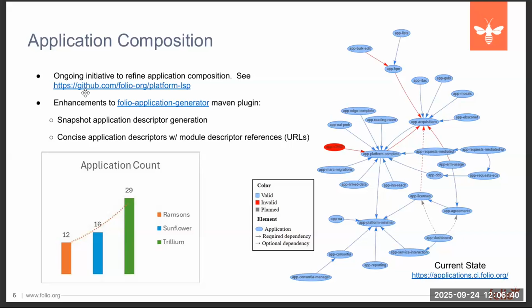Dotted lines mean optional dependencies, and red lines indicate that maybe there's some suboptimal things about these dependencies. So it's interesting to check in on this every now and then to see how that refinement process is going.